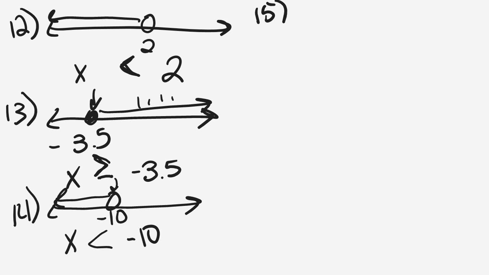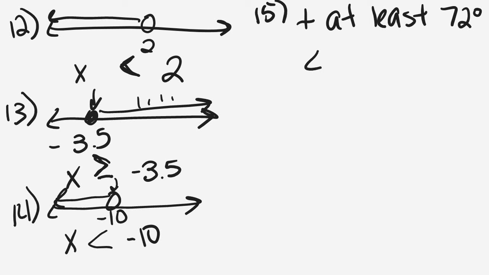All right, number 15. It says define a variable and write an inequality for each situation. Then graph the solution. So it says the temperature must be at least 72 degrees. So we have temperature at least 72 degrees. So you know me, I gotta graph things because I am a visual creature. So I'm gonna put 72, 73, 70.